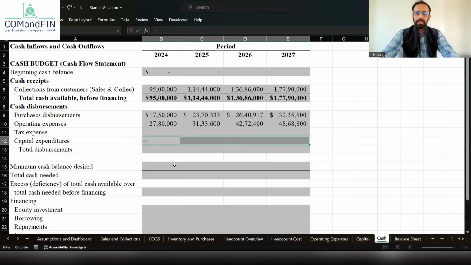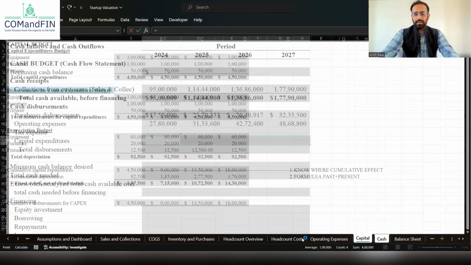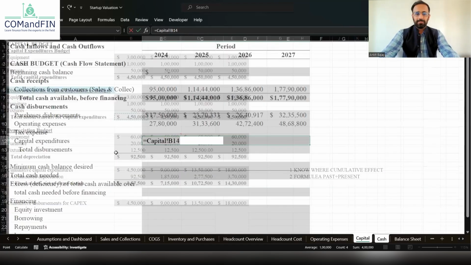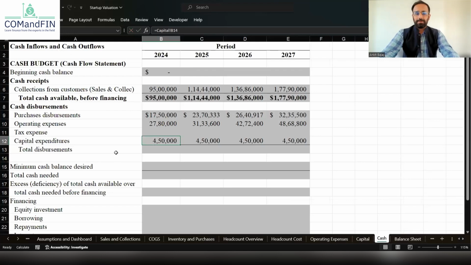So we know how much we have paid for the capital expenditure. Here, if you see, in the capital sheet, we have highlighted this, the disbursement for capital expenditure budget. How much we have paid for capital expenditure? Here you can see every year we are paying $450,000 for the purchase of capital assets. So I will take this value, and this much we have paid for the capital expenditure.